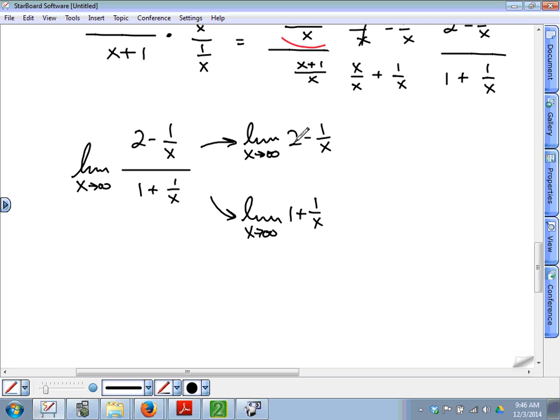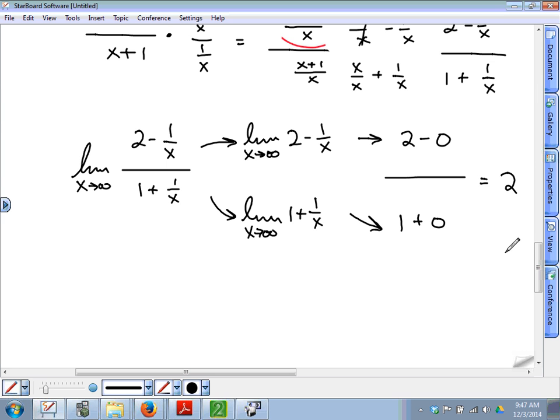What's the limit as x approaches infinity of 2? It's just 2. And what's the limit as x approaches infinity of 1 over x? 0. So that's 2 minus 0. And then down here, the limit as x approaches infinity of 1 is 1. And the limit as x approaches infinity of 1 over x is 0. So this is 2 minus 0 over 1 plus 0, which is 2.